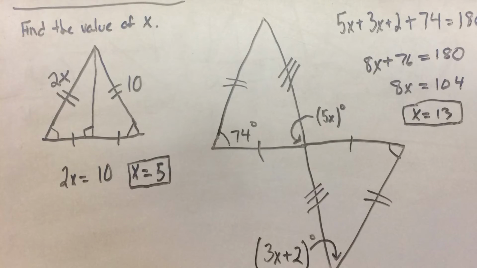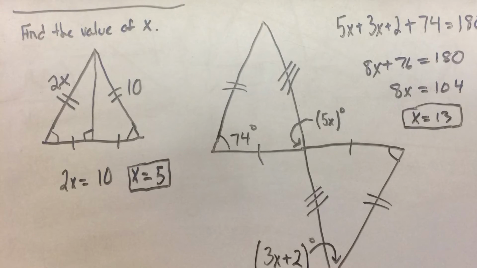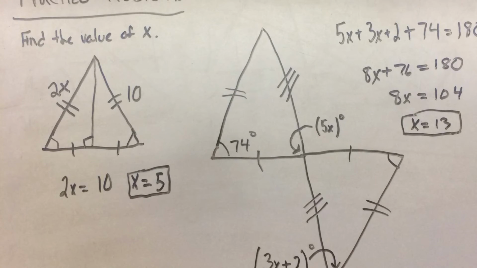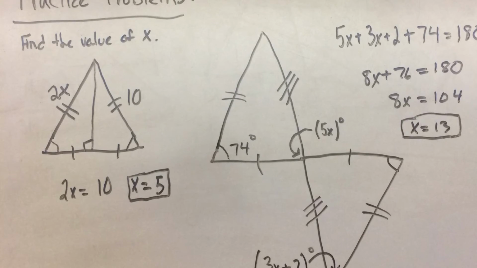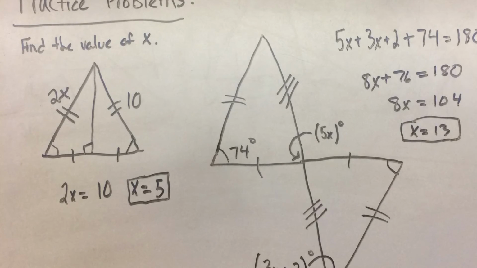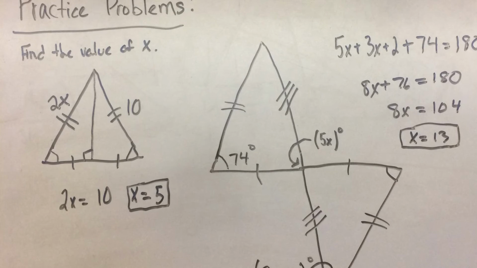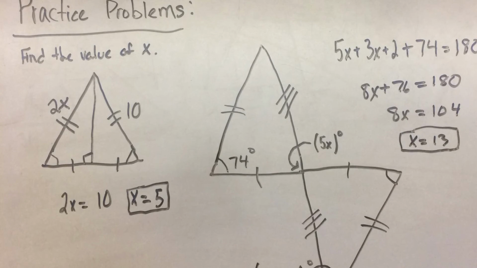In the second problem, they give us the angle measures of all angles, but we need to find x. Since all triangles equal 180 degrees, we can add the measures up and it will be equal to 180. The final answer should be x equals 13.